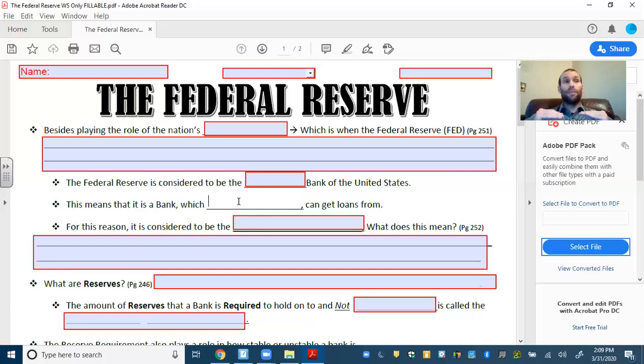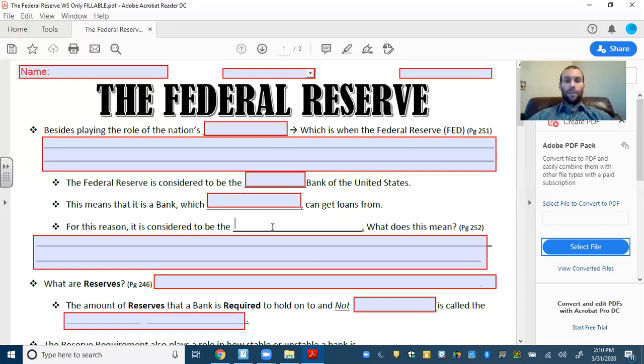If times were tough and they said, hey, Bank of America, or hey, Chase, can I get a loan? And those two banks said, no way. Citibank could always go to the Federal Reserve and get a loan from them to make sure that they don't collapse. So the Federal Reserve is the central bank of the United States, and that means it's a bank which other banks can get loans from.